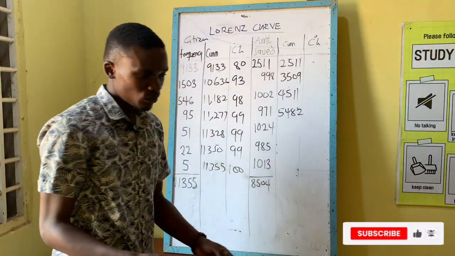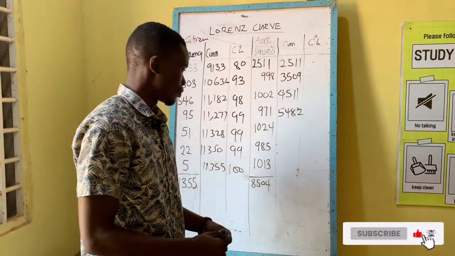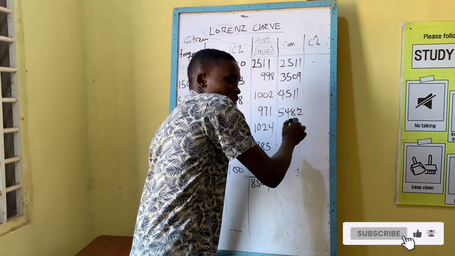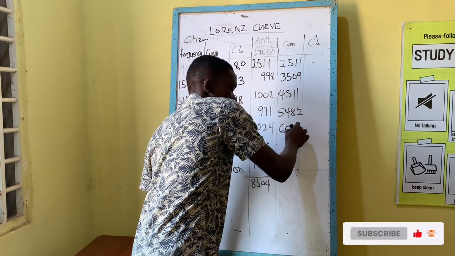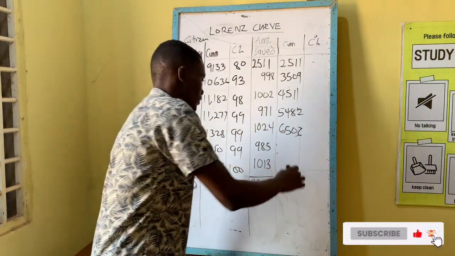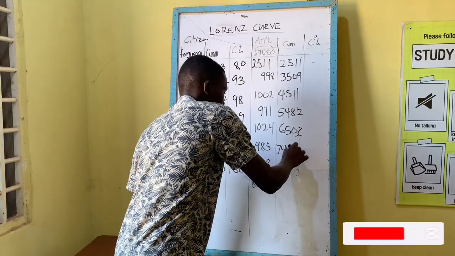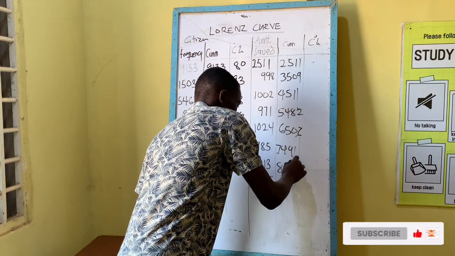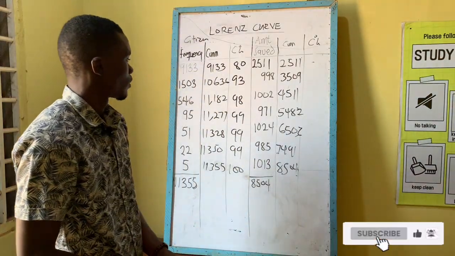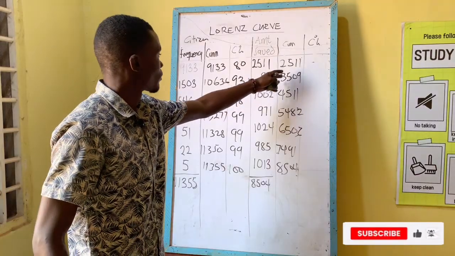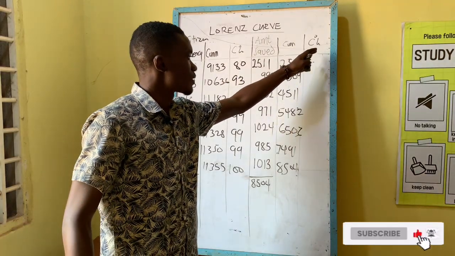5,482. So the next one also, you add 1,024, you are getting 6,506. The next one will give you 7,491. The last one is 2. Like the last one is supposed to always give you this amount. I hope it's very clear. Yeah, so now that we are done with this one, we are moving to the cumulative percentage.